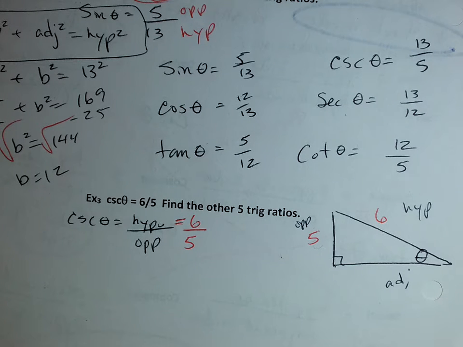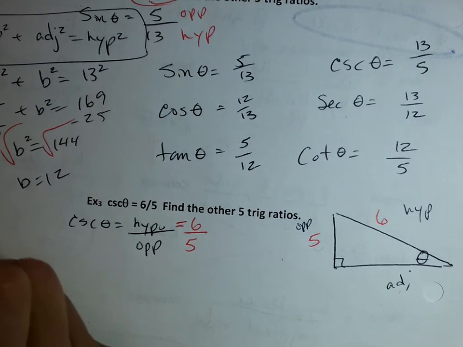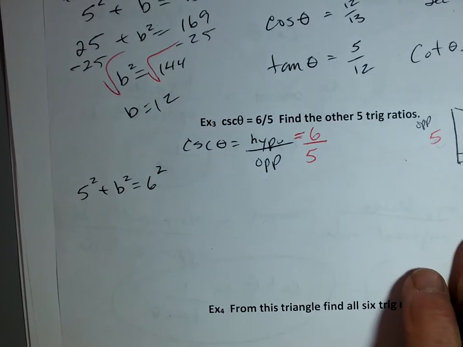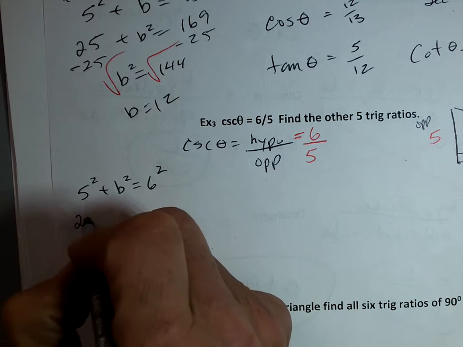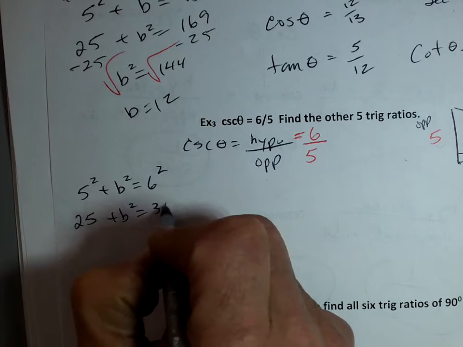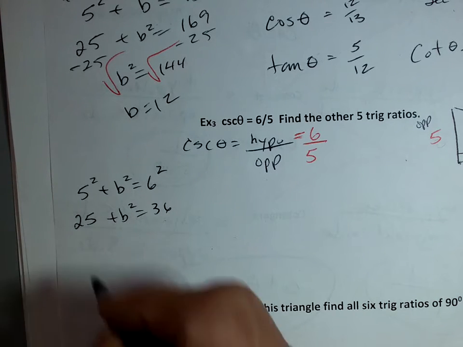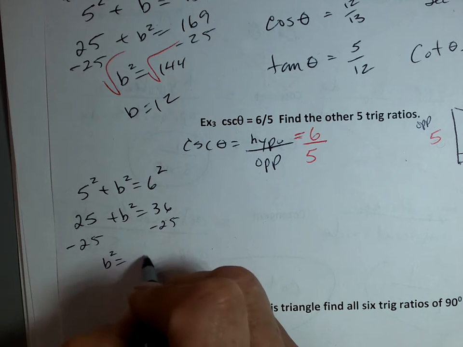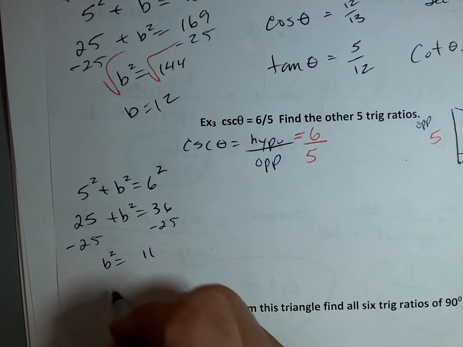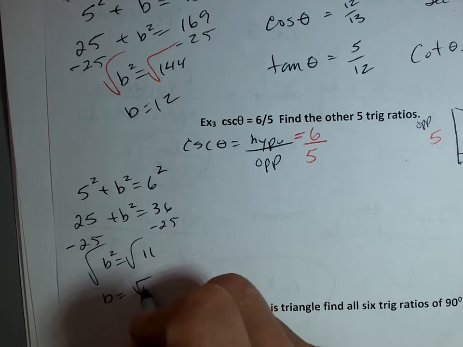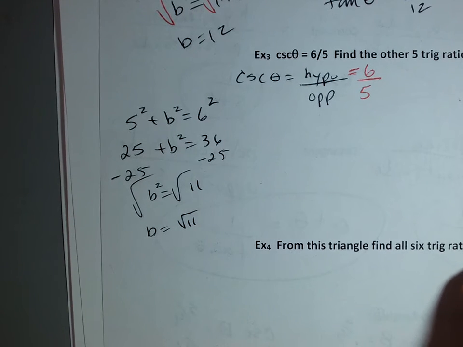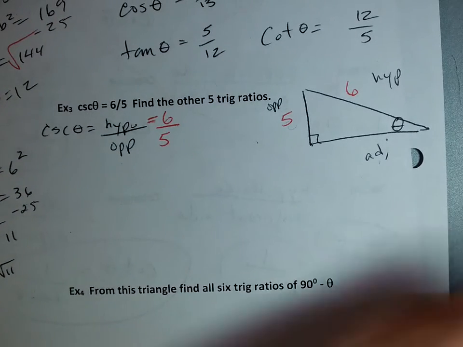Okay, and I need to find the missing side. I need to find the adjacent side. How do I find the adjacent side? We just did it. Yeah, Pythagorean theorem. So 5 squared plus b squared equals 6 squared, right? 25 plus b squared equals 36. Minus 25, minus 25. b squared is 11. Square root. b is the square root of 11. Let's leave it as the square root of 11. We could get some ugly decimal answer, but let's just leave it as square root of 11, okay? So I'll go back to my triangle and put in the square root of 11.